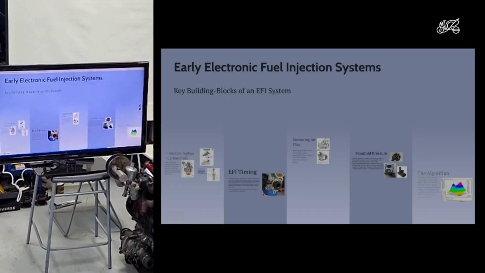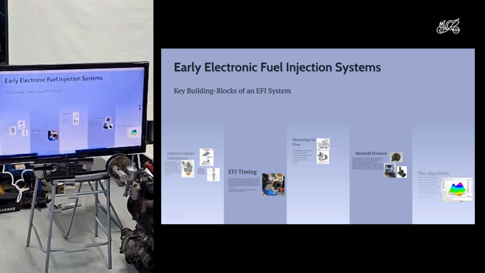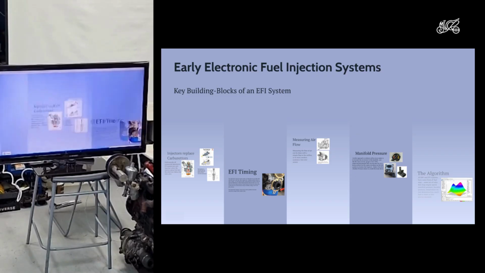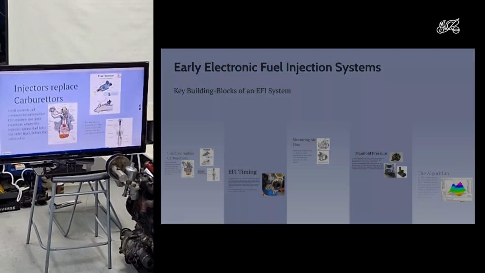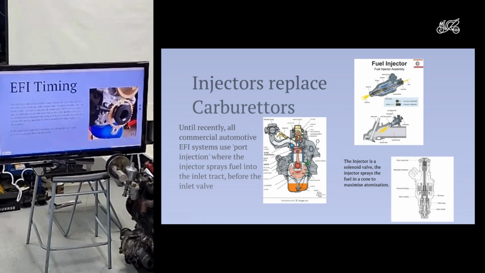And then electronic happened. Am I doing all right for time? Also, as a result of defense development. So, first of all, you need to develop injectors. An injector in an electronic injection system is a solenoid valve. Ultimately, it's some form of solenoid valve.